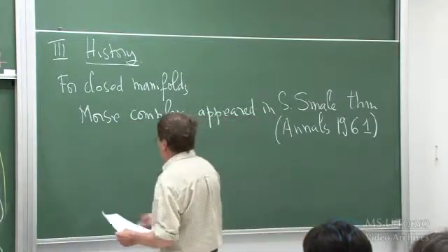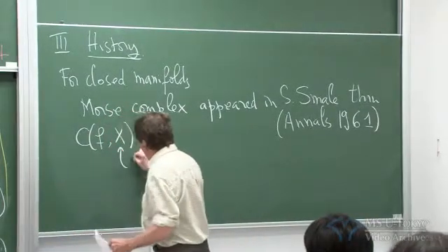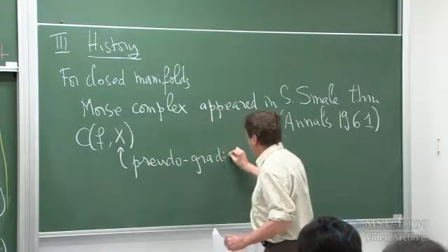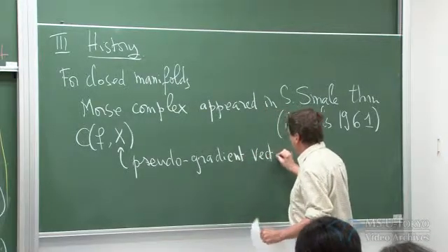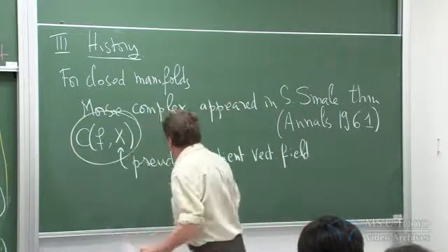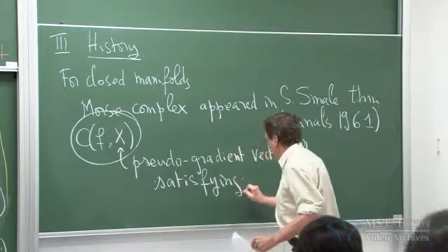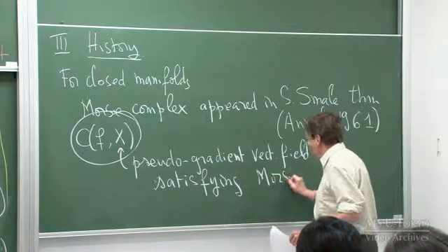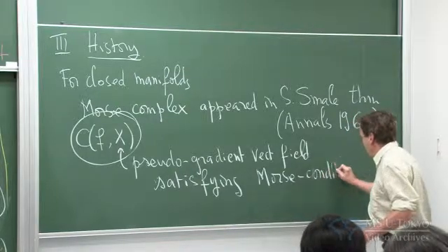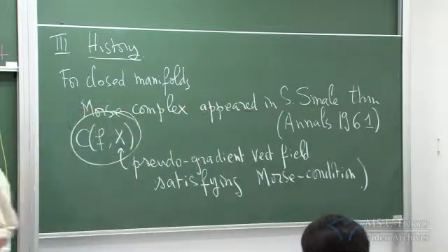And he found that with a pseudo gradient vector field satisfying what is called now the Morse-Smale condition, that means transversality of stable and unstable manifolds, then this one is a Morse complex.